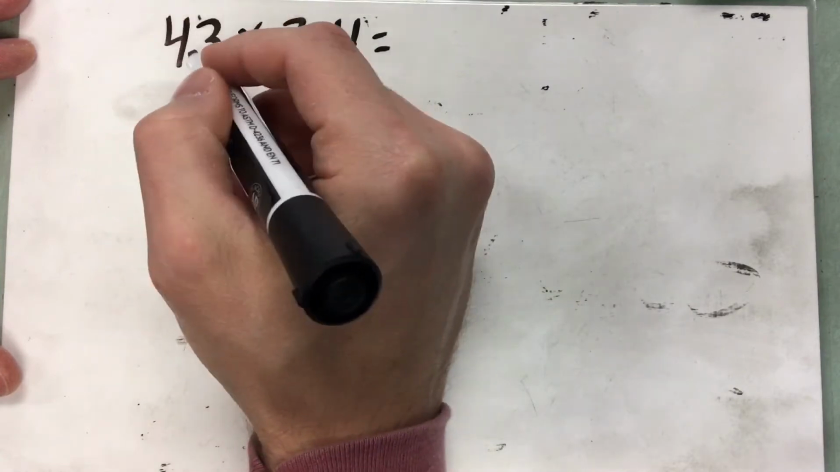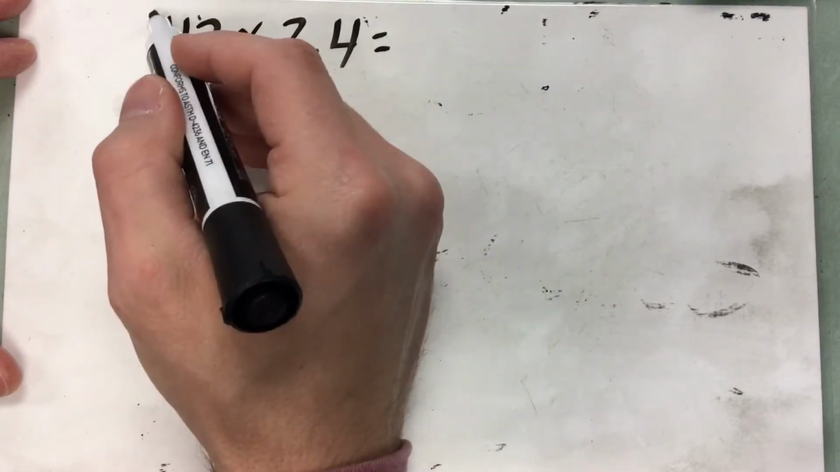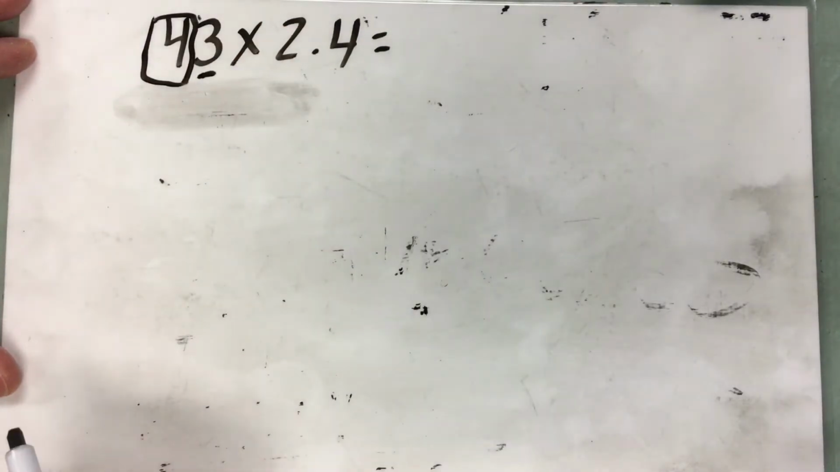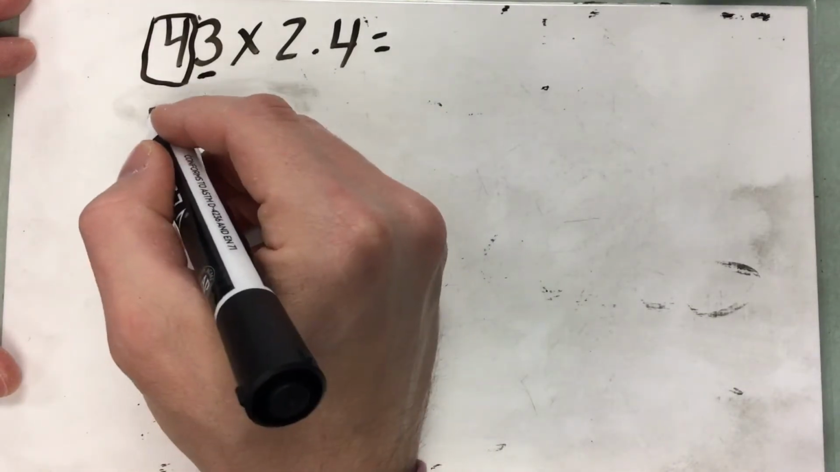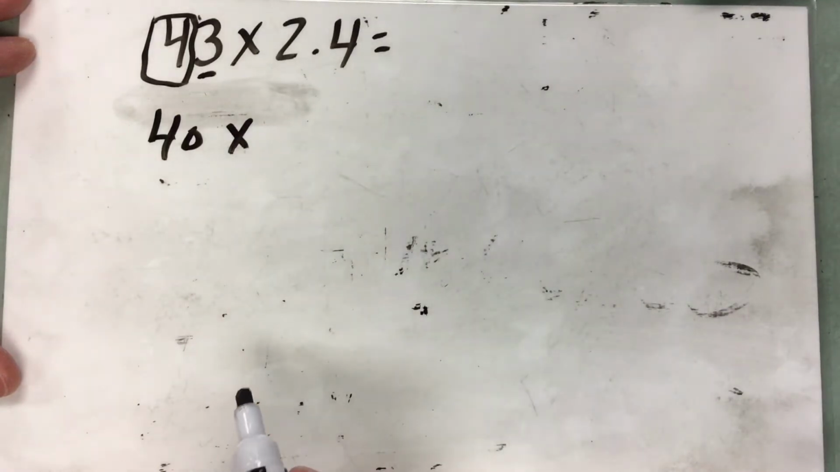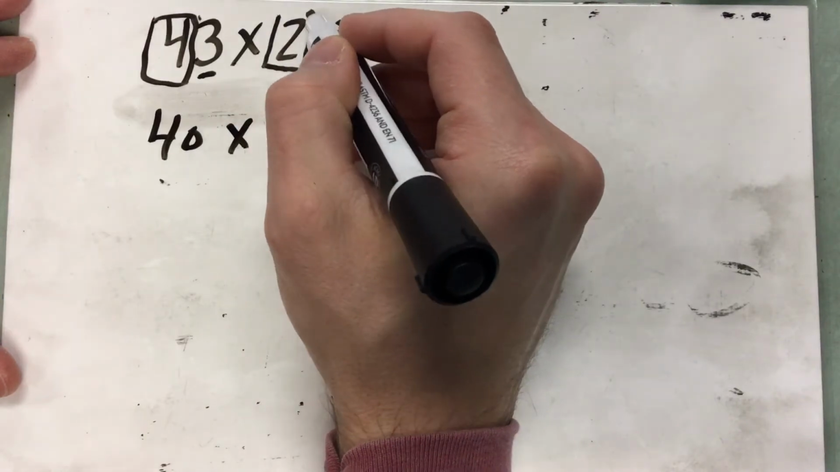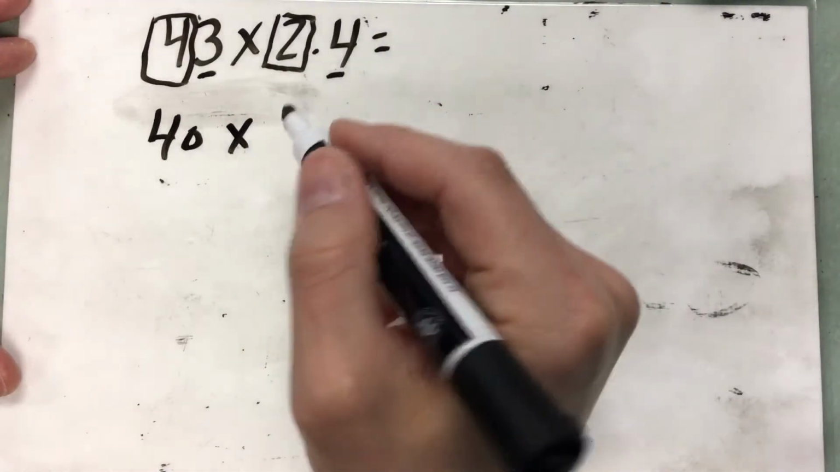So we have 43. If I round that number, I'm going to start with rounding it to the nearest 10. So I would box in my 4, underline my 3. That's going to tell me to let it rest. So I'm going to say that's about 40. And I'm going to multiply 2.4. Same thing, I'm going to box in my biggest number, which is 2 ones. I'm going to look at the 4. That's going to also tell me to let it rest.